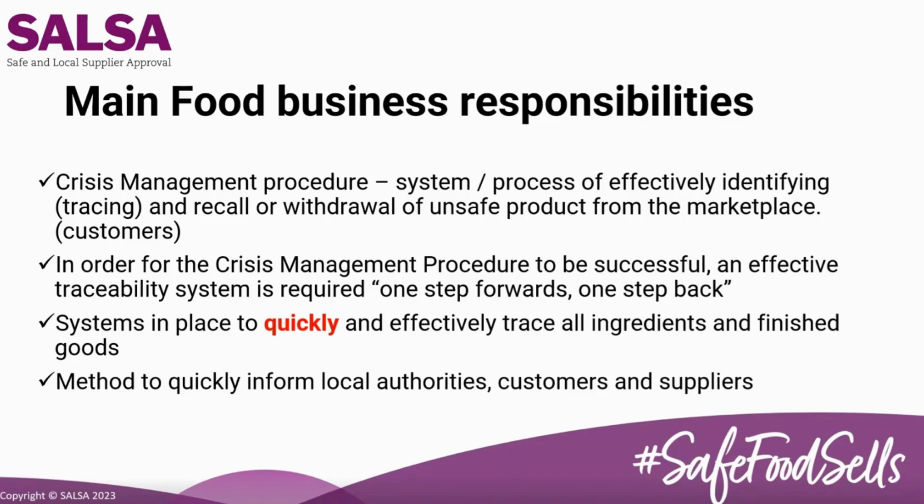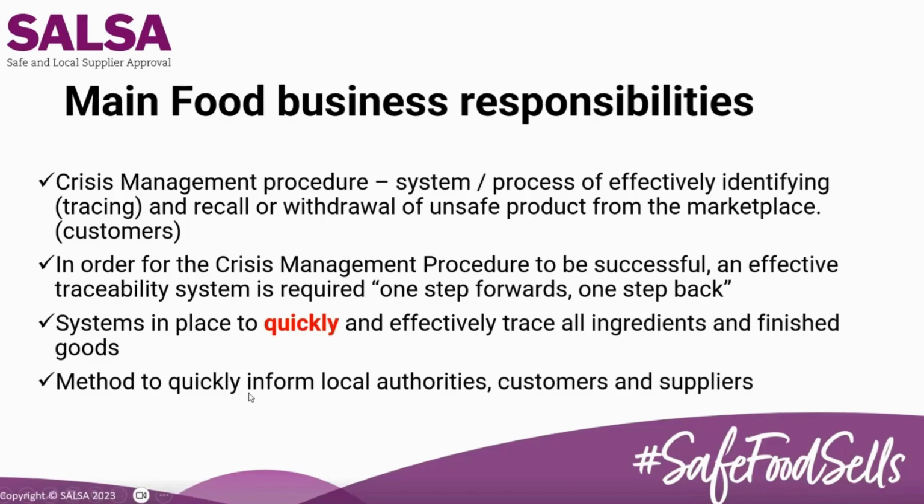So in order for this to be successful, an effective traceability system is required. The two go hand in hand, really, your crisis management procedure and your traceability system. And we talk about one step forwards and one step back. And again, I'll go into that in a bit more detail. So systems in place need to be quick and effective to be able to do your trace and work out where it's gone to. And also, understand perhaps if there are suppliers that you need to contact.